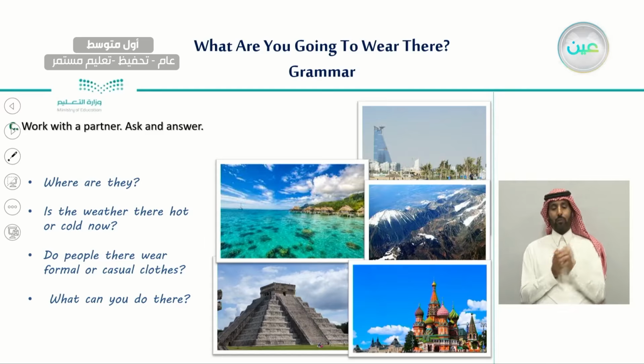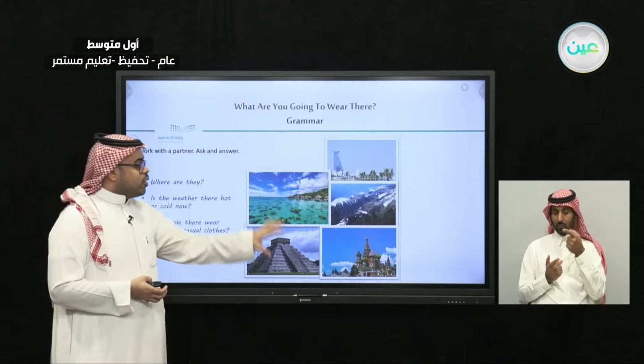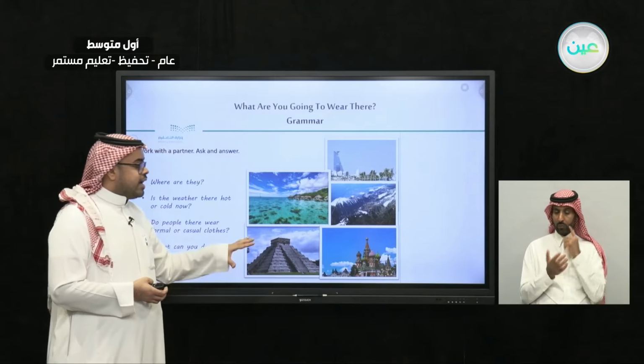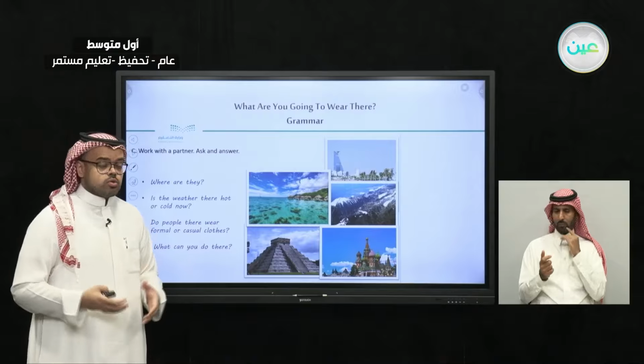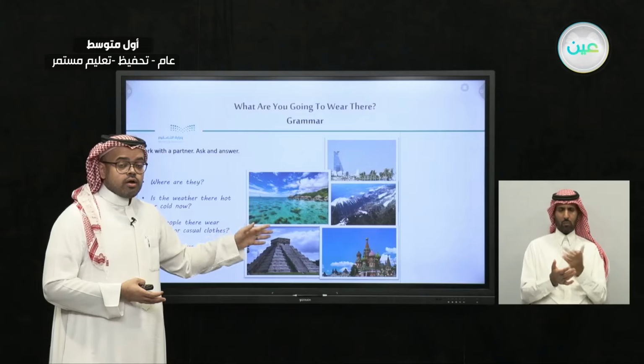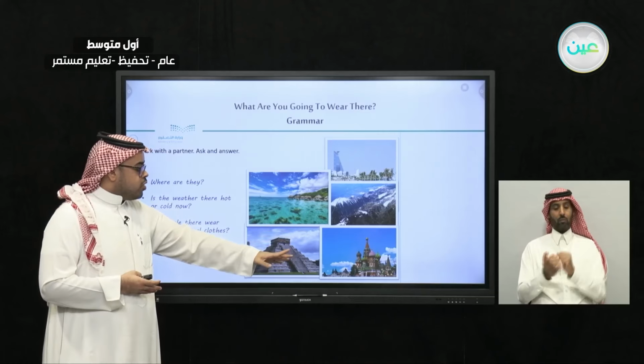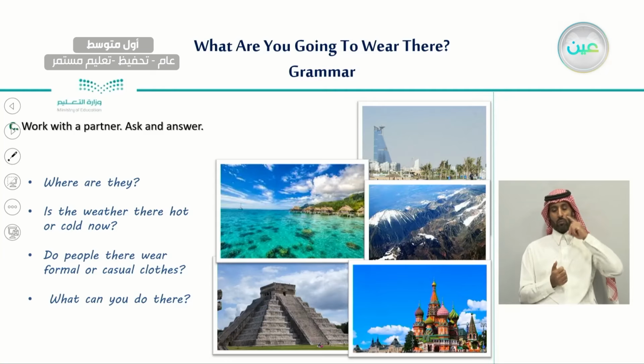on page 43. And what I would like you to do is to work with a partner again and ask and answer questions. So I want you to have a look at the places you have in front of you, at these pictures, and answer the following questions. First, where are they? Where are these pictures taken from? So for example, here we have Jeddah, here we have Moscow, here we have Mexico, Tahiti, the Andes. So here are different places from different parts of the world.